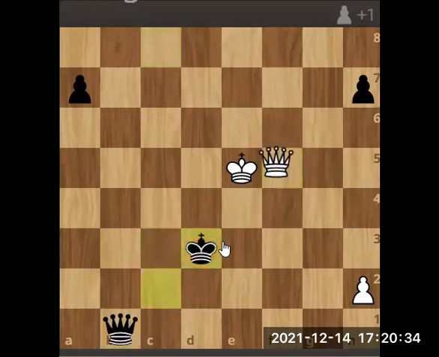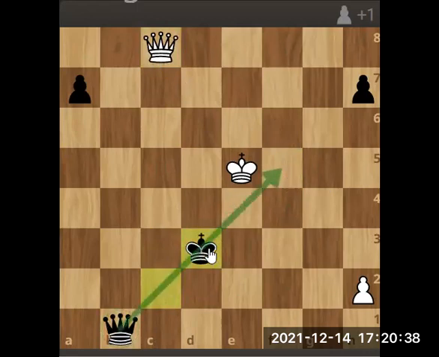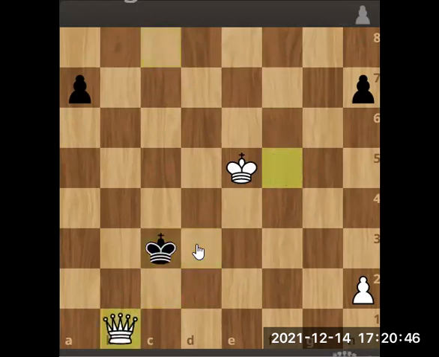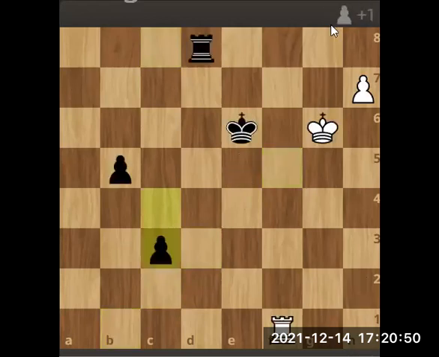So once again, what we do is we skewer the king along this diagonal. So this is the check. And now the king is skewered. It moves out and we take the queen. Now moving on to the second puzzle. So this is our second puzzle.